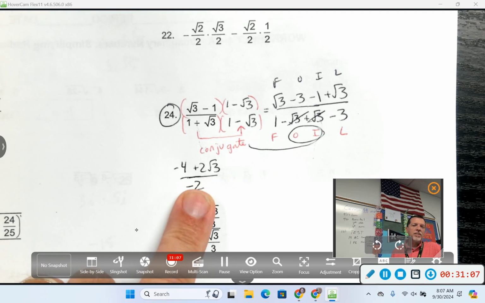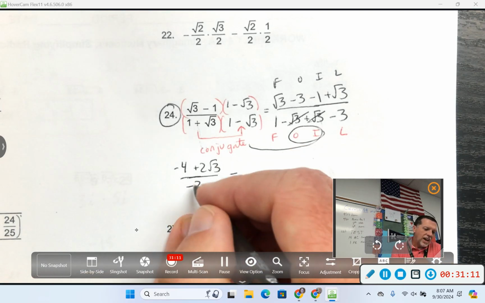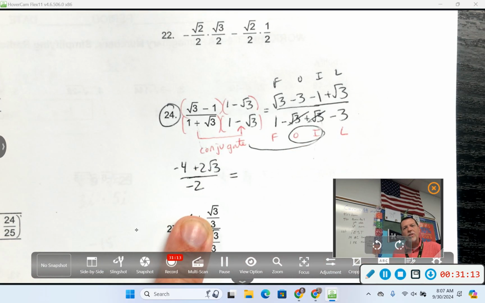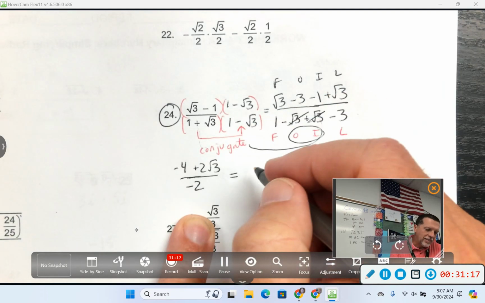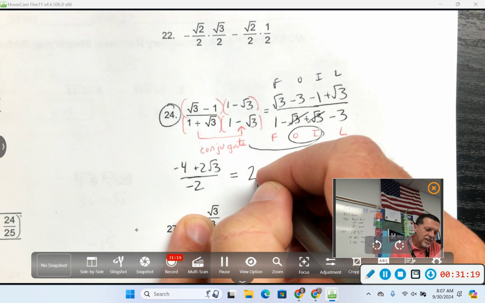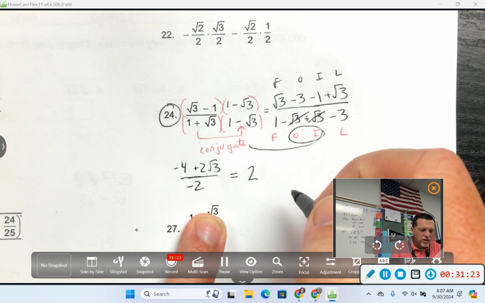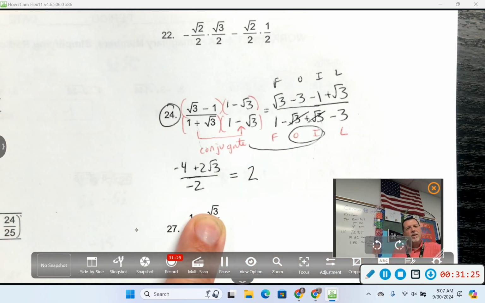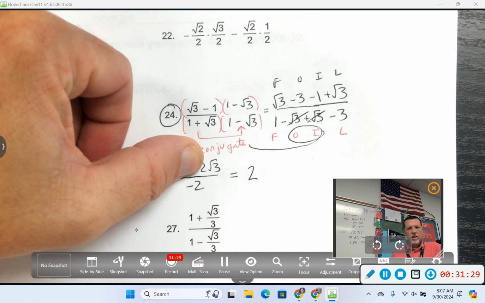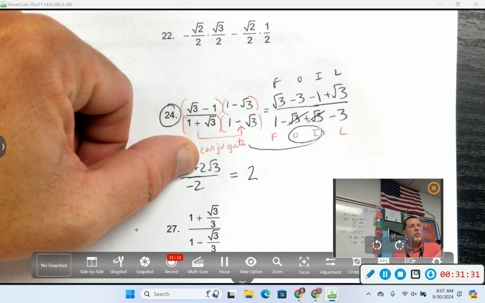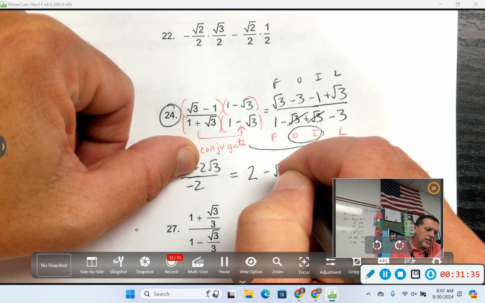Wait a minute, we're not done with this problem yet. Oh my goodness, I can divide both of those by negative 2. You sure can. What's negative 4 divided by negative 2? 2. And 2 plus root 3 divided by negative 2? Minus root 3. The 2's cancel, but there's still a negative there, so negative root 3.